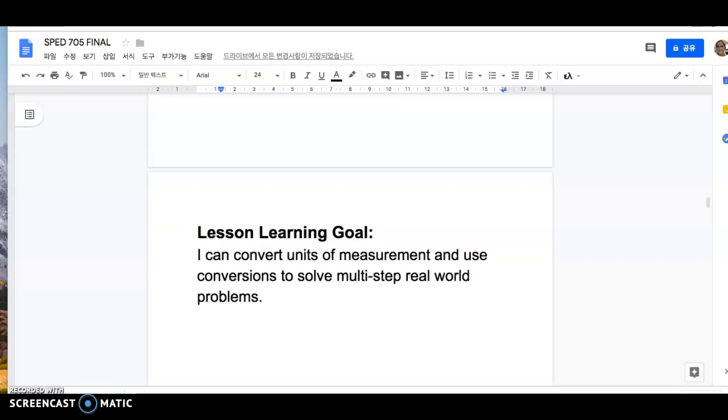Good morning, fifth graders. Our lesson learning goal for our math lesson today is: I can convert units of measurement and use conversions to solve multi-step real-world problems.